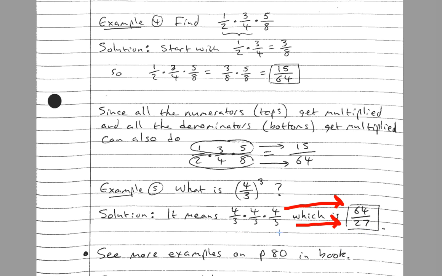Okay, it's not 3 on the bottom. You have to multiply the bottoms. So here, it's really 4 cubed divided by 3 cubed. So any powers like this, just write out what it really means and then do the multiplication.